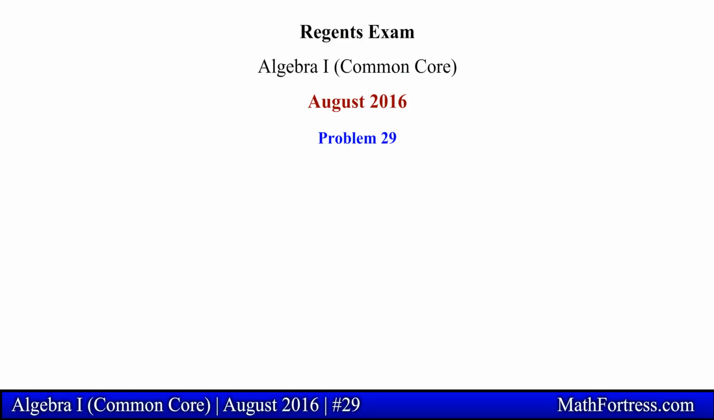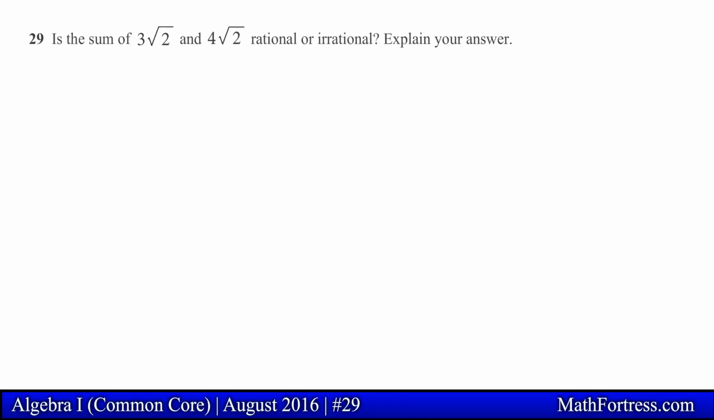Regents exam, Algebra 1, August 2016, problem number 29. Is the sum of 3 times the square root of 2 and 4 times the square root of 2 rational or irrational? Explain your answer.